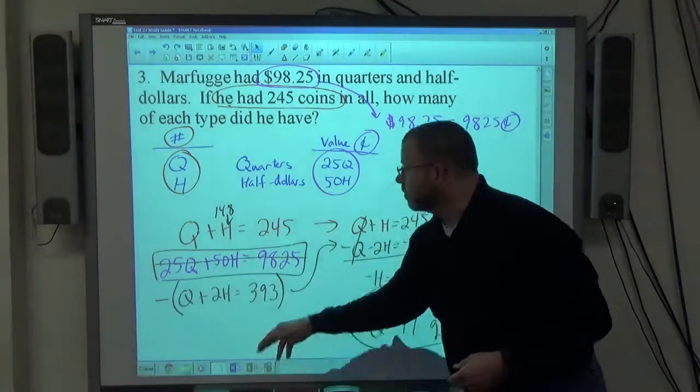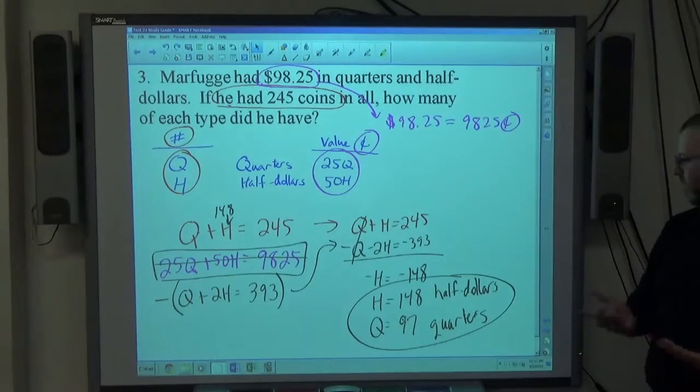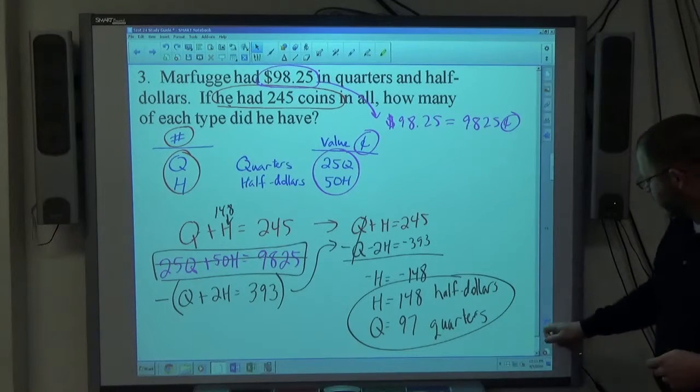Alright, so number of coins, value of coins, pretty basic coin problem there. Larger than normal answers, but that's not beyond your abilities with calculators.